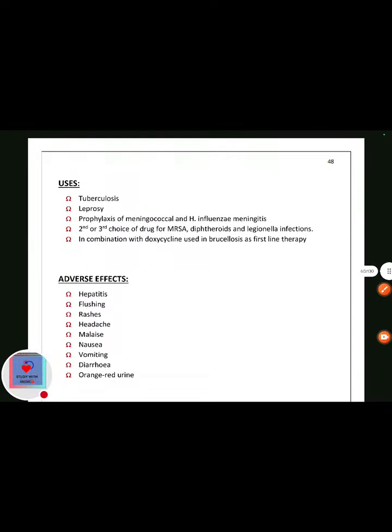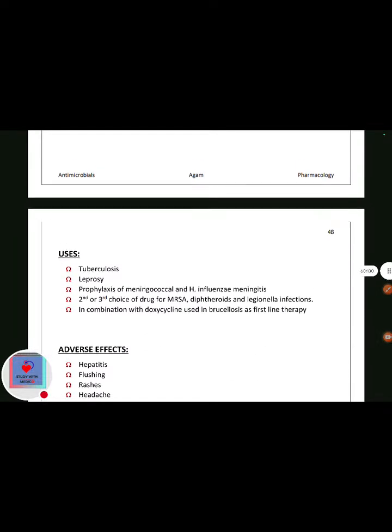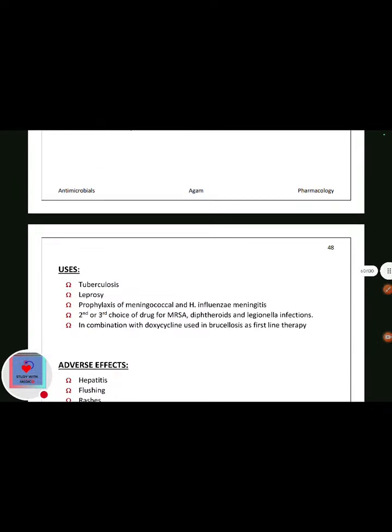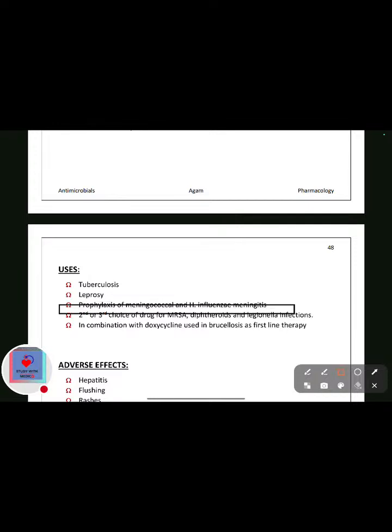It's a harmless adverse effect. The patient should be explained about it first, that this is going to happen, or else he or she will worry a lot. Right. So it is also used for meningococcal prophylaxis.